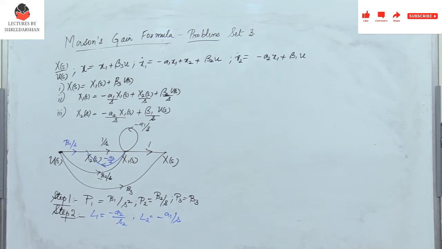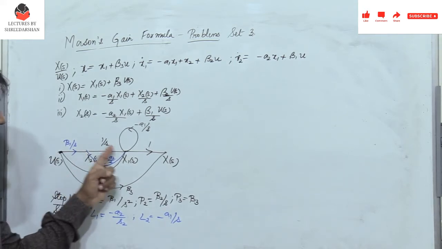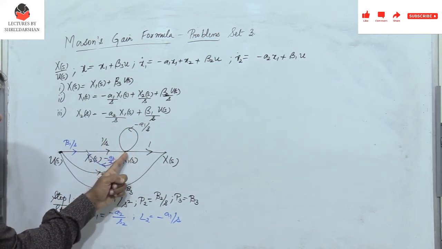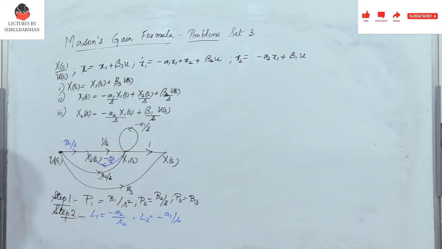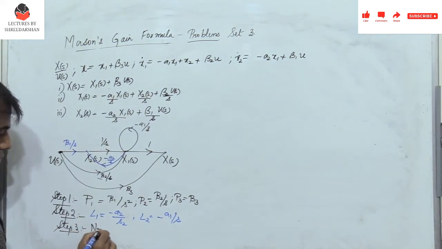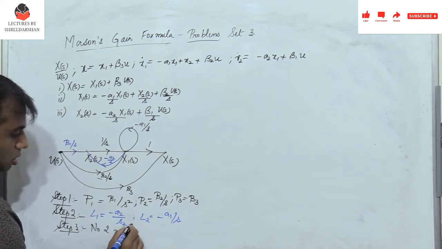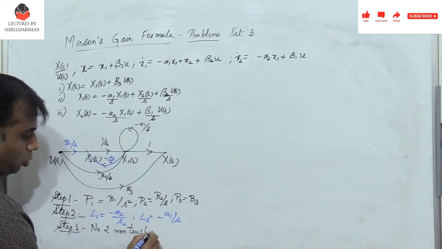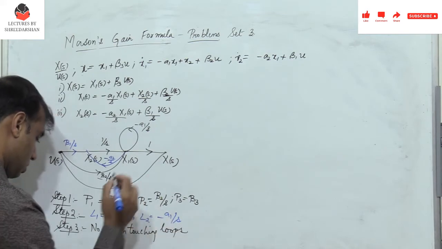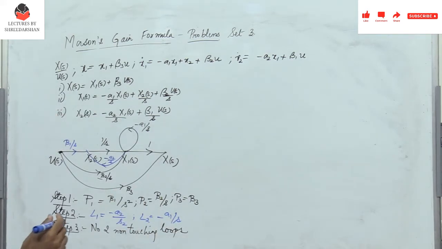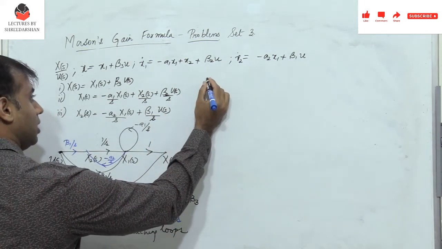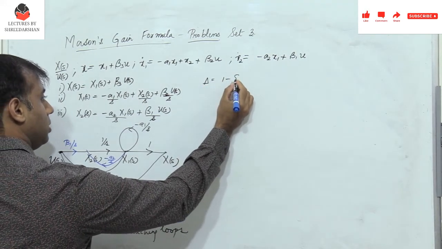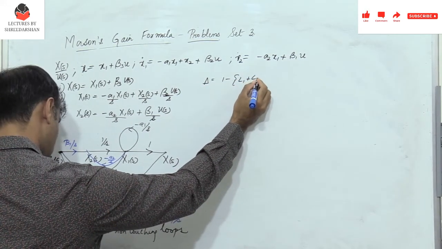Alright, so what is step 3? Are there any non-touching loops? These are the two loops here, L1 and L2, and you find that they share a common node. So step 3, there are no two non-touching loops. Therefore I have delta equals 1 minus (L1 plus L2).